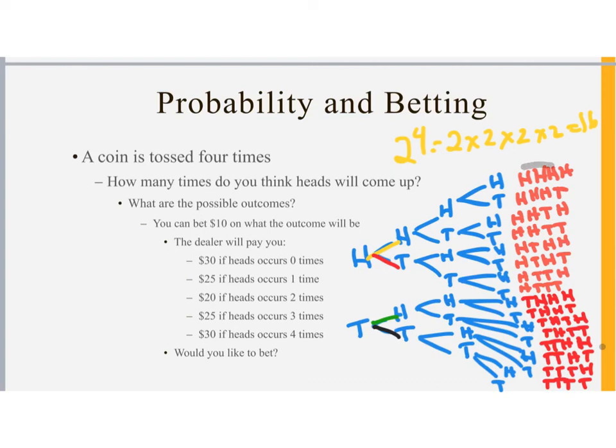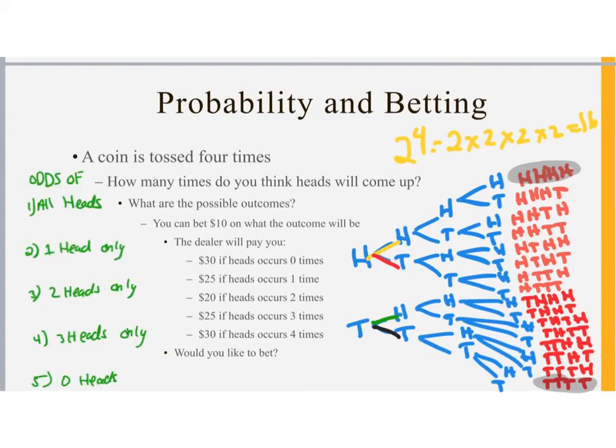Only one of those outcomes gives me all heads, and only one of those outcomes gives me all tails. The rest are a mix of heads and tails. So there are 16 possible outcomes. The odds of getting all heads is 1 out of 16, and the odds of getting all tails is also just 1 out of 16. Let's look at a few scenarios here. First, let's find what the odds are of getting all heads. We already noted there's only one way that can occur out of the 16 possible outcomes, so the probability there is 1 out of 16.